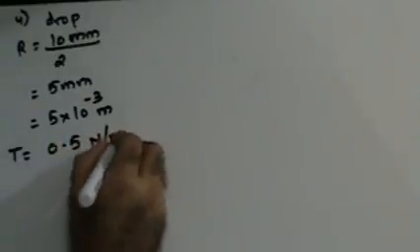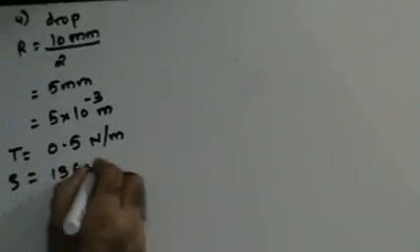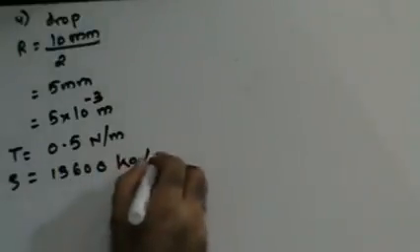Find the height from which the drop falls, if the surface tension of mercury is 0.5 newtons per meter. The density of mercury is 13,600 kg per meter cube and the acceleration due to gravity is 9.8 meters per second square.